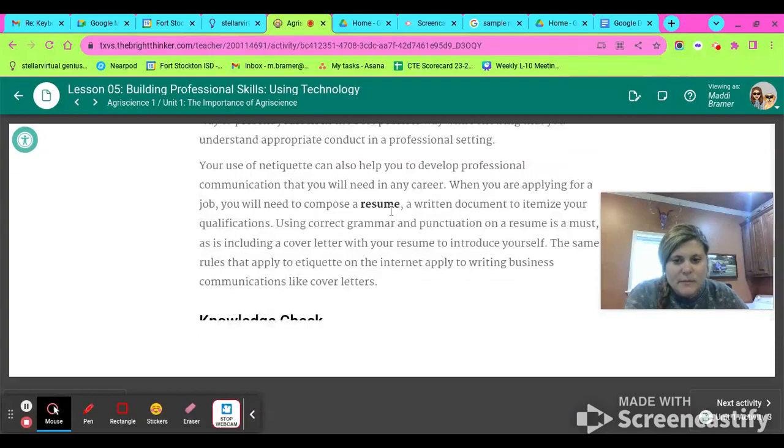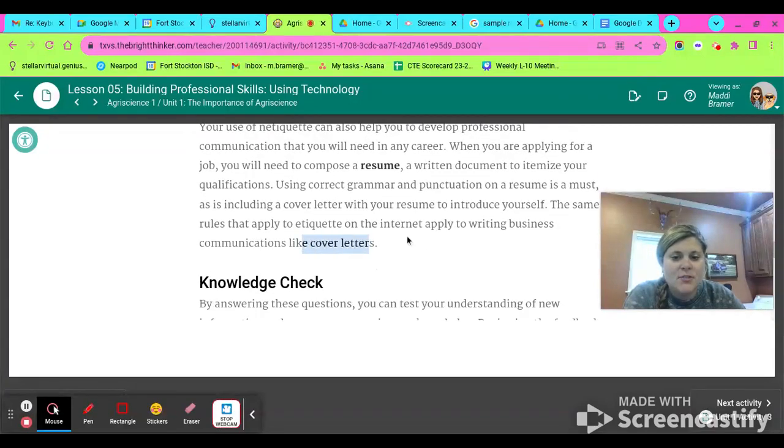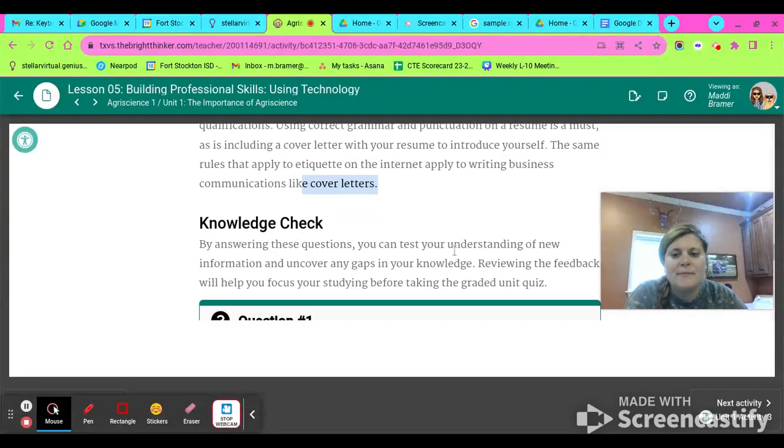So then it goes on to talk about your resume. For your activity that you're going to be doing next, you're actually going to be making a resume and a cover letter. Okay. A resume is a written document to itemize your qualifications. It's basically you on a piece of paper, what skills you have. So you want this to look really, really good because this is what employers look at when you are applying for a job. A cover letter is basically a letter to the employer where you type why you want to apply for that job, what job you're applying for, how you're qualified, and thank them.